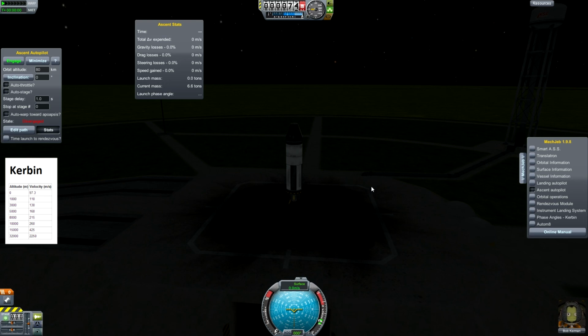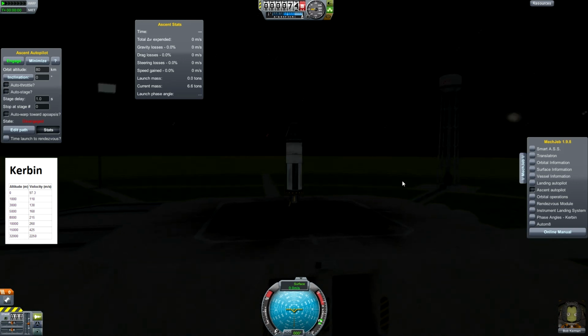To give you a rough idea of this though, up to about 1,000 meters, you're looking at 97.3 meters a second. Up to about 3,000, keep it under 130. Up to 8,000, keep it below 215. Once you get above 10,000 meters, you can actually start accelerating a little bit, get up to about 260. And after 15,000 meters, that's when you really start to actually get some acceleration. You can get up to 425 meters per second.